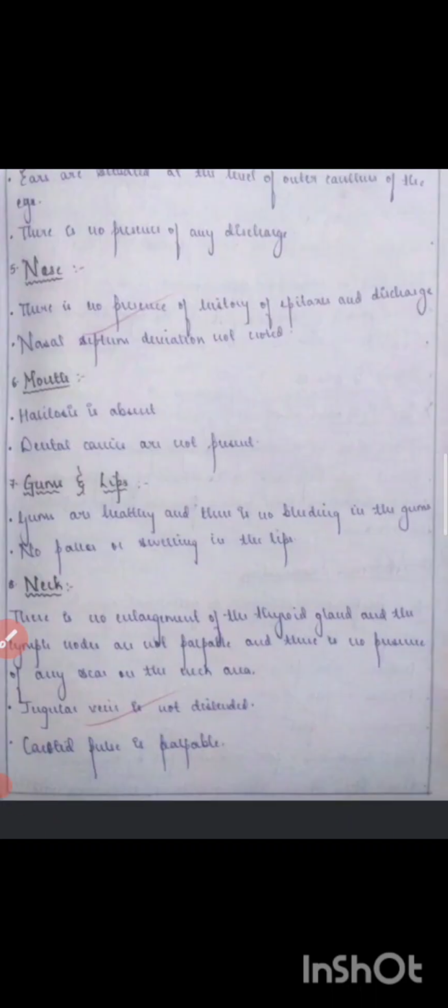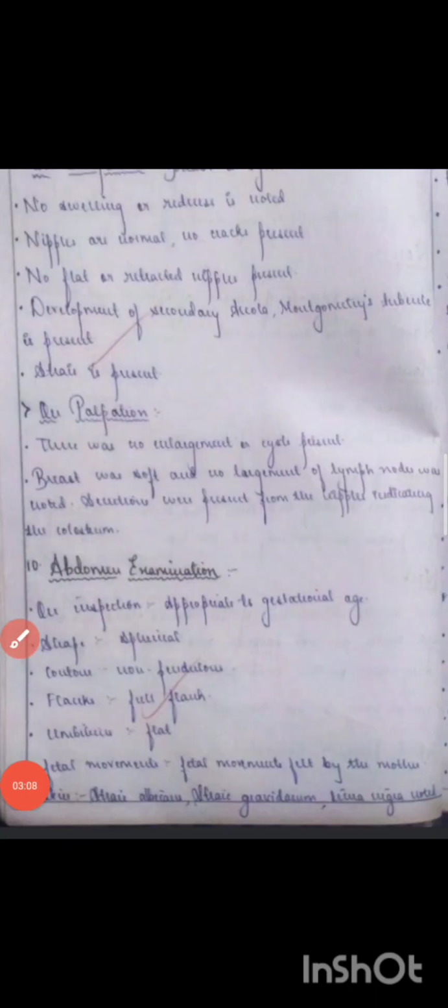Next comes the physical examination. So here comes the general examination: head and scalp, the face and eyes, ears, nose, mouth, gums, neck. Okay, now you need not pay much attention to this. But you'll have to pay attention to this part, which is the breast examination. Okay, so on inspection what you find, and on palpation what the findings are, you'll have to mention here.